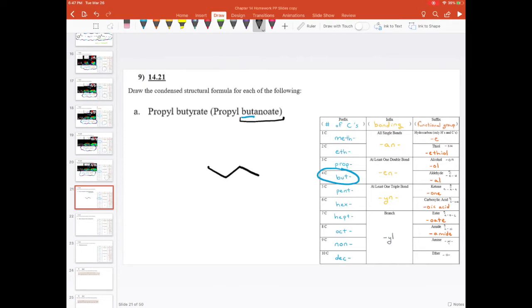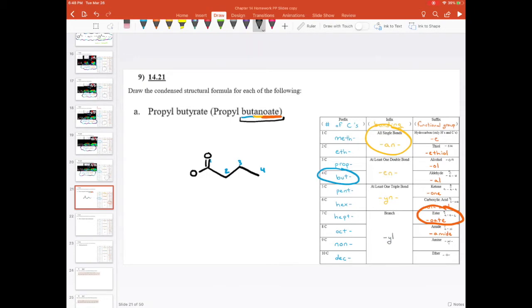And let me put the numbers here so I know I didn't make any mistakes. And then the infix is AN. That's telling me that I have all single bonds between the carbons that I've drawn. And finally, the suffix is OATE. Now, OATE is the suffix for an ester. That means that at carbon 1, I'm going to have a double bond to an oxygen, single bonded to another oxygen. So that's my backbone, butanoate.